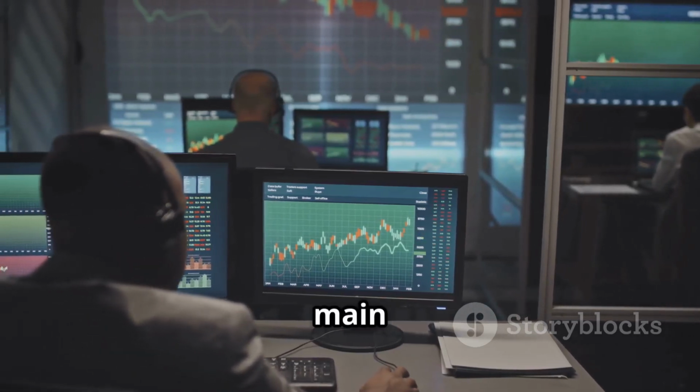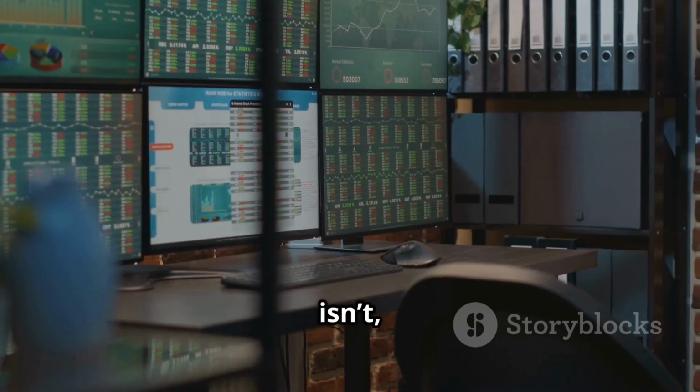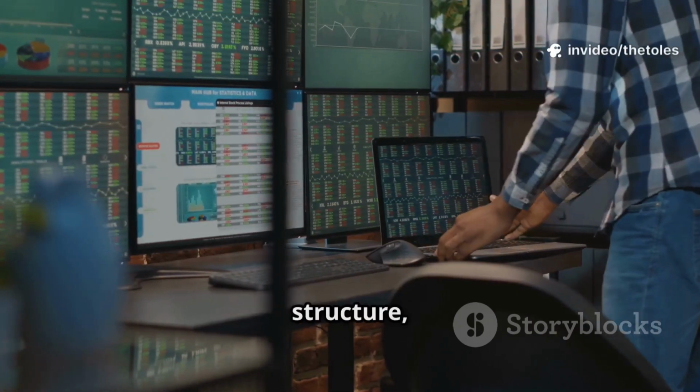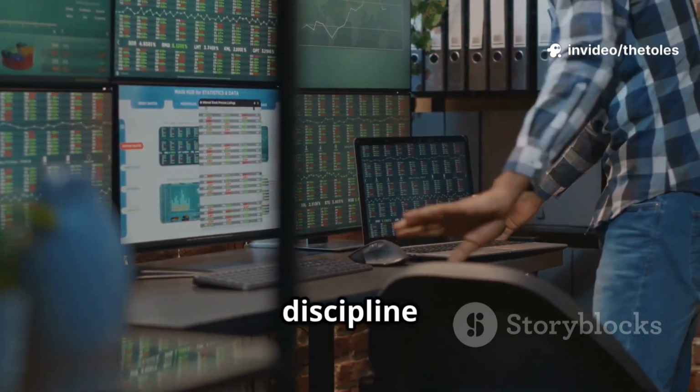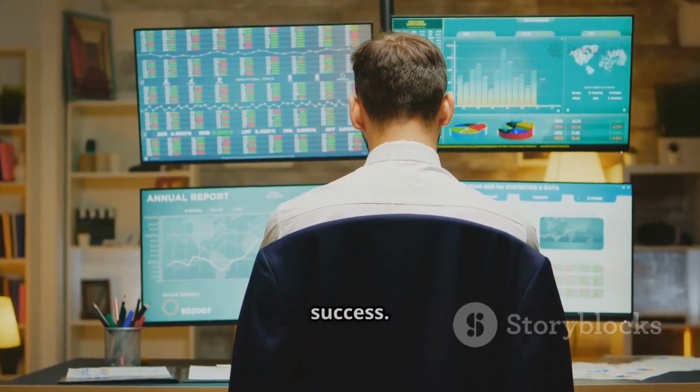Before we dive in, here are the main subtopics we'll cover in this section. What SMC really is and what it isn't. The importance of experience and structure. Why patience and discipline are crucial. And how SMC fits into the bigger picture of trading success.